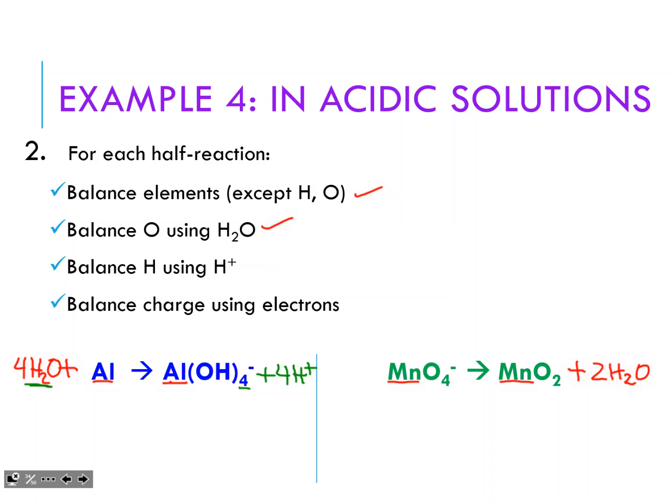Because we added 2 waters to the right in the permanganate equation over here, that means we also need to add in 4 H+ over here to balance our H's. So check. We did that part.